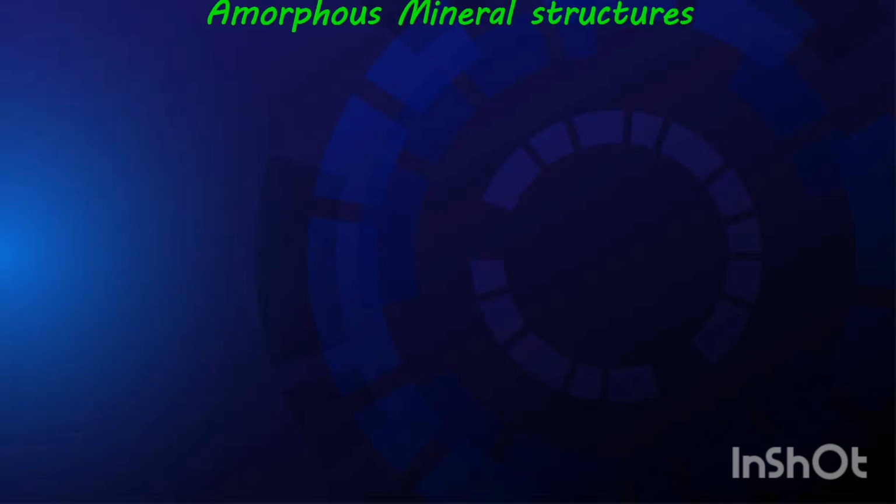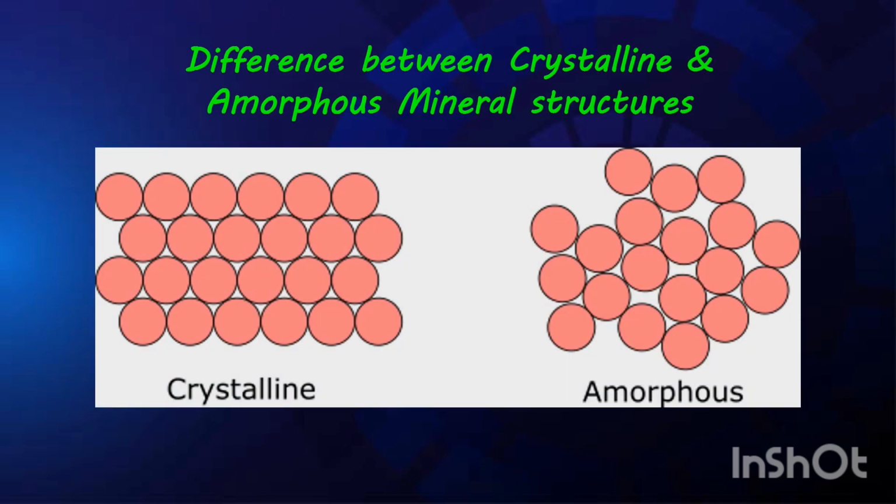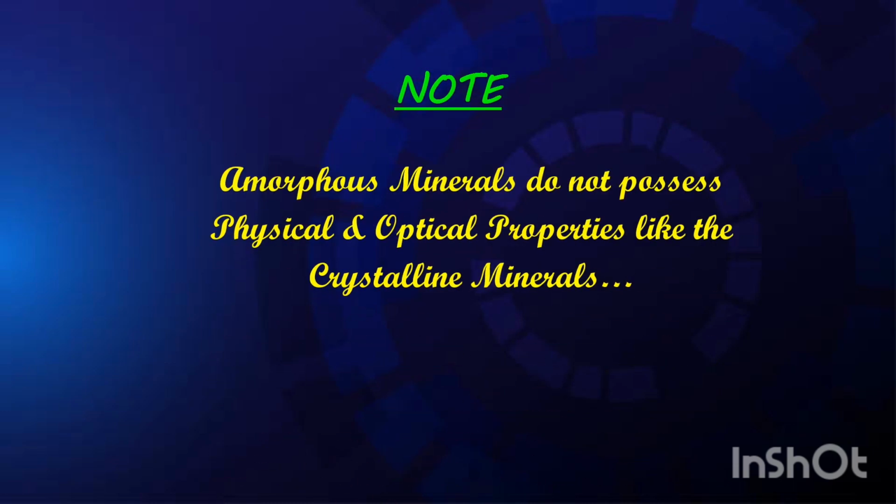So this is the main difference between crystalline and amorphous minerals: their structure, which I've already explained in my earlier video. Going short and fast, crystalline minerals have a repeating pattern, but we do not have a repeating pattern in amorphous minerals. They are haphazard. And one thing we should note is that amorphous minerals do not possess physical and optical properties like the crystalline minerals.